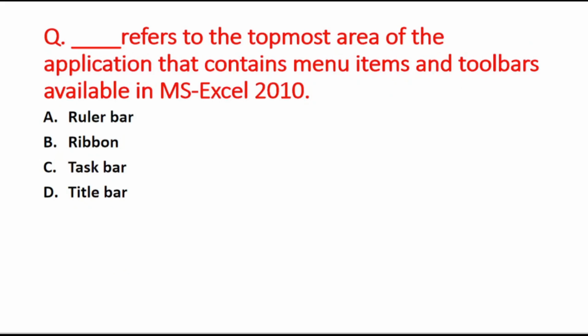Next is blank refers to the topmost area of the application that contains menu items and toolbars available in the MS Excel 2010. A option is ruler bar, B is ribbon, C option is taskbar and D is title bar. So right answer is option B, that is ribbon.